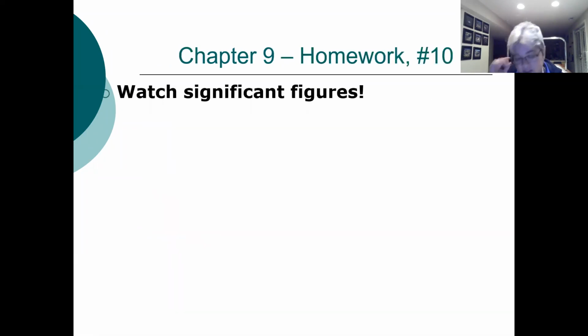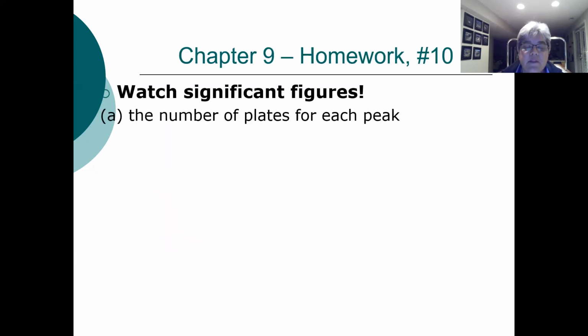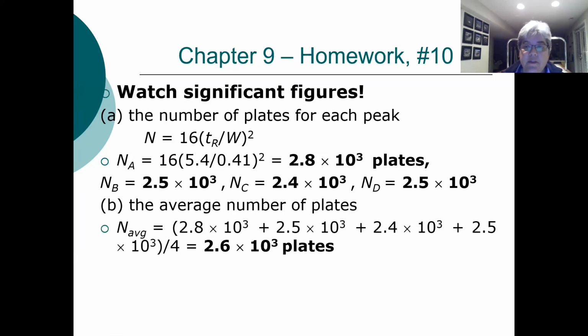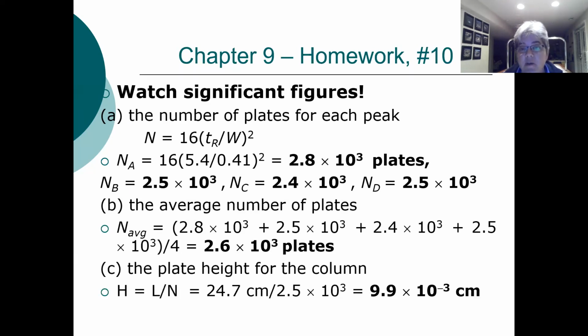Okay, then the calculations. I'll just remind you to watch significant figures. So first, number of plates, that's this formula. So you had to calculate that for each of those. And this is what you had for A, B, C, and D. And then you needed an average. And then they asked you to calculate H, which remember is just L divided by N. Remember that this number needs units. That's one of the very few numbers for chromatography that needs a unit, but H must have a unit, and usually it's in centimeters.